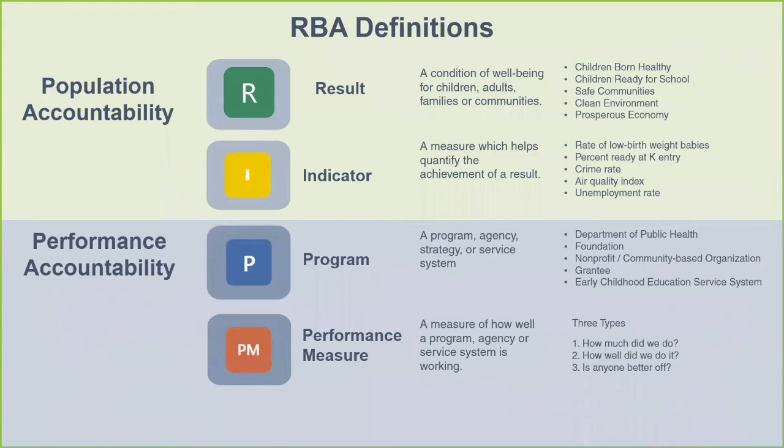Now you can change these terms. In fact, RBA in the United Kingdom is actually called OBA. So results are called outcomes in the UK. So you can have any terms for these words that you want. It's just important that you have the four concepts defined and everyone around the table agrees to these definitions.